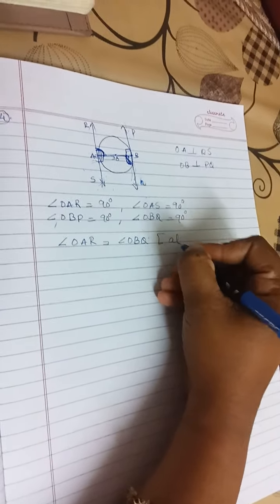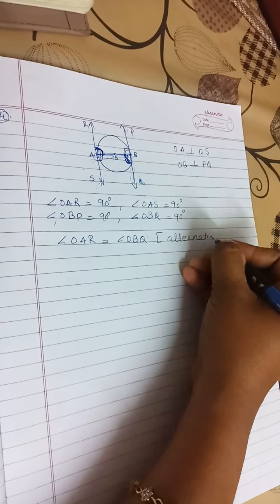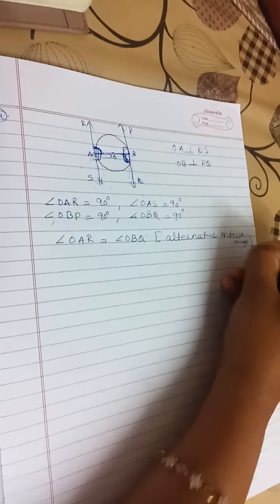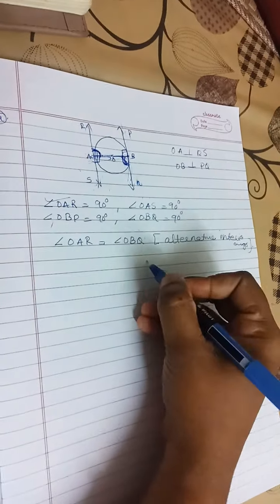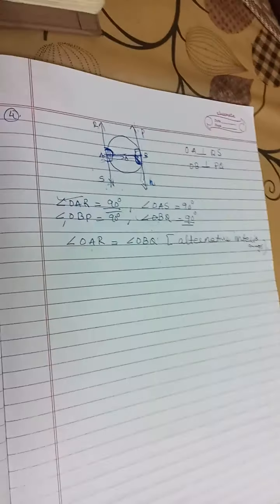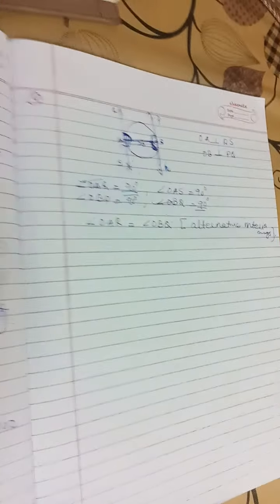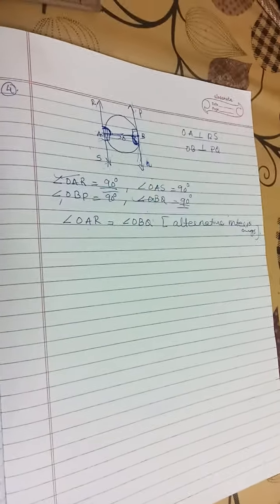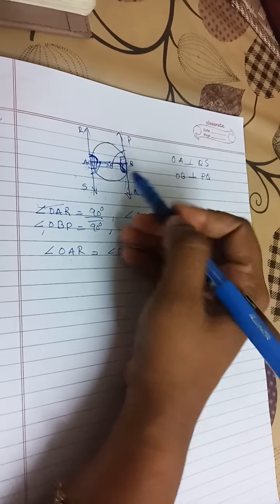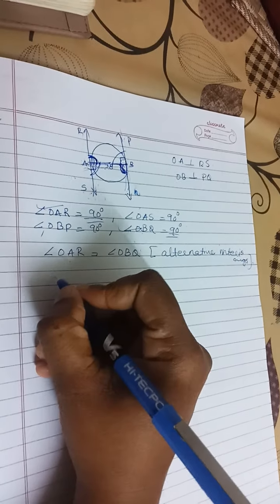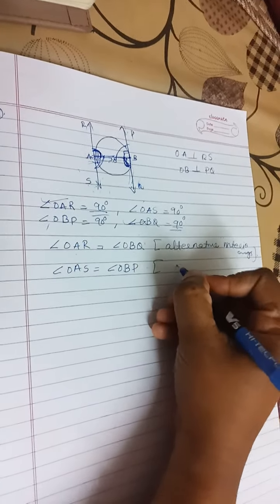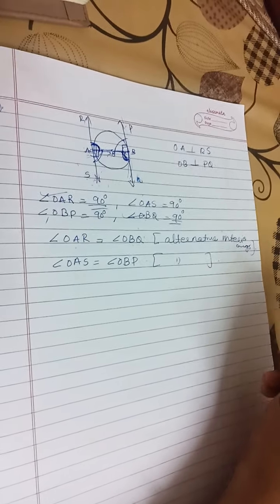What is the reason? Alternating interior angles. Okay, and from here we can write angle OAR 90 degrees, OBQ 90 degrees. Both are 90 degrees, so we can equate these two angles. OAR is equal to OBQ. And from the figure we can observe that these two angles are alternating interior angles. Next, we can equate OAS. This angle is equal to this angle OBP. I am writing angle OAS is equal to angle OBP. What is the reason? These two angles are also alternating interior angles.